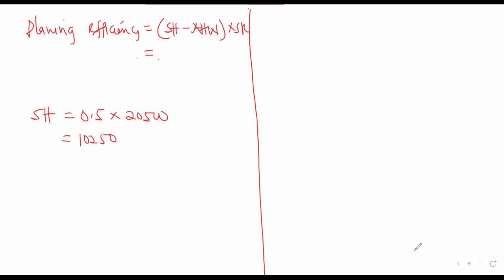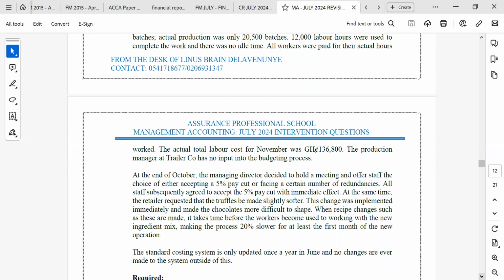We now come to our revised. The actual hours worked will not be the revised. This is planning level, so we go to the revised. So what is the revised one? Let's go to the revised hours now. They have said something about the process taking 20% slower. This change was implemented immediately and made the chocolate more difficult to shape. When reciprocal changes such as these are made, it takes time before the workers become used to working with the new ingredient mix, making the process 20% slower for at least the first month of the new operation.